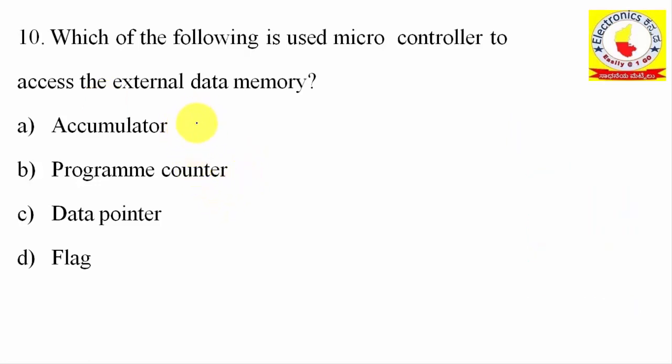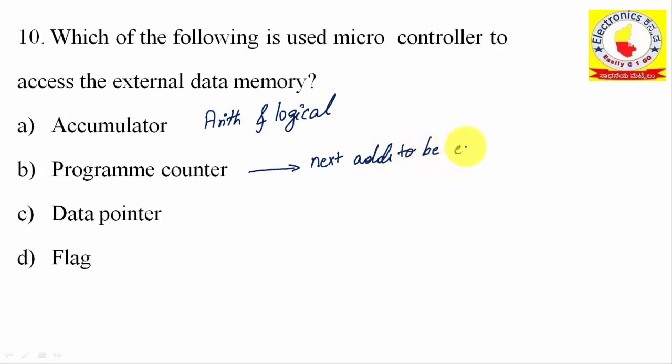Accumulator is used to perform arithmetic and logical operations, right? Program counter always points to the next address to be executed. Data pointer is used to point to the external data memory. So the option is Option C.